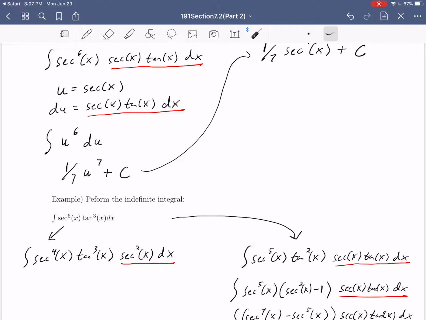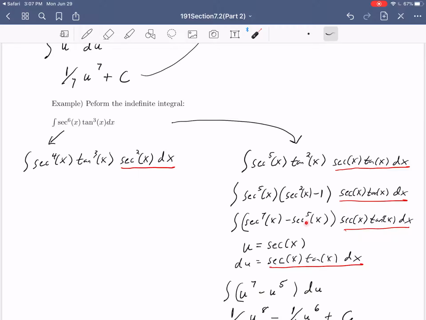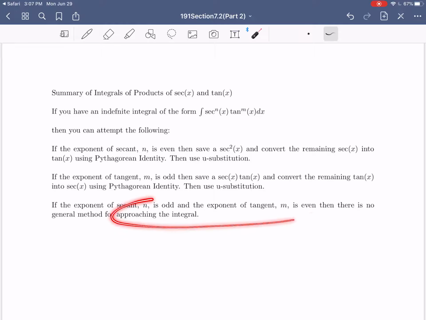Here, like we said, we could have done it both ways because the power was even for secant and the power was odd for tangent. We chose to go down the route of focusing on the odd power of tangent. We pulled out a secant tangent, and then we converted the remaining tangents into secants, and then we were able to u sub. This situation basically tells us we know how to deal with even powers of secants and odd powers of tangent. The only thing it doesn't cover is the one opposite case, where you have an odd power of secant and an even power of tangent. Unfortunately, in that situation, an odd power of secant, even power of tangent, there is no general approach.